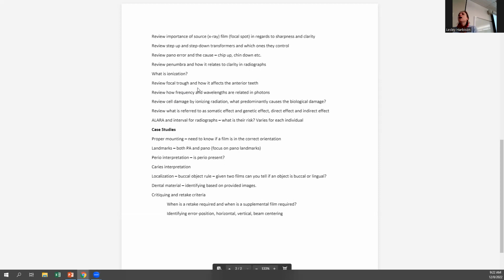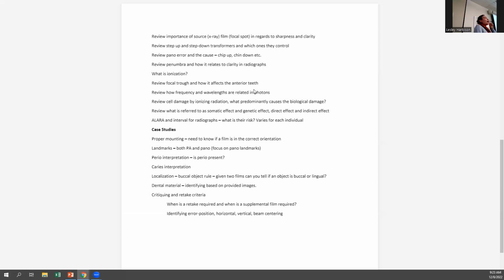Okay. Review focal trough and how it affects the anterior teeth. One thing I think started coming together when you did your pan proficiency was the little bite stick that your patient bites on, and how there are four little places that you can put the bite stick. That is all within the focal trough. So you're taking the term focal trough, but then you're actually using the machine and wondering, does it matter where I put this little stick? Well, yes, it does, because you want to stay in the focal trough for the patient.